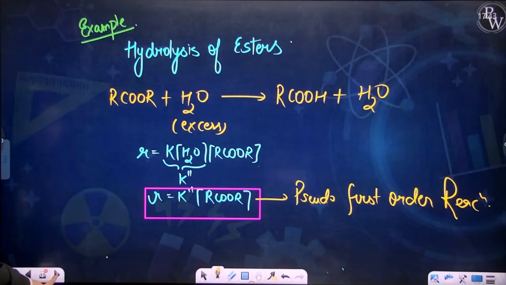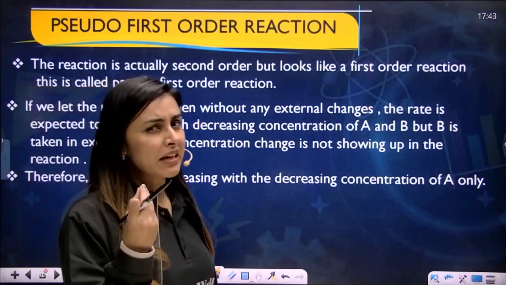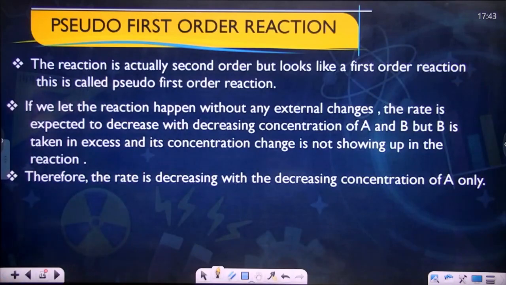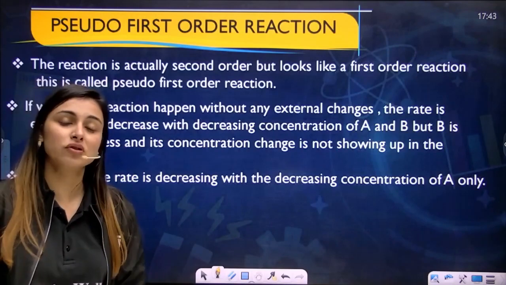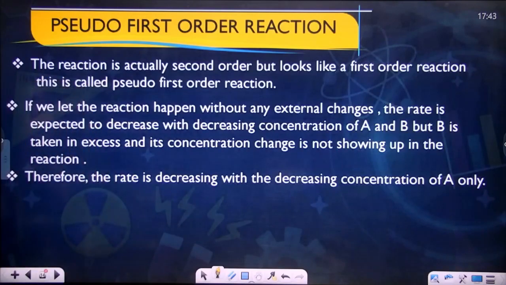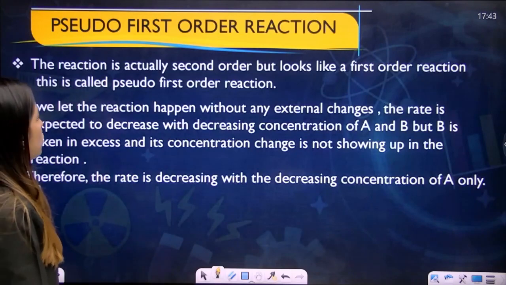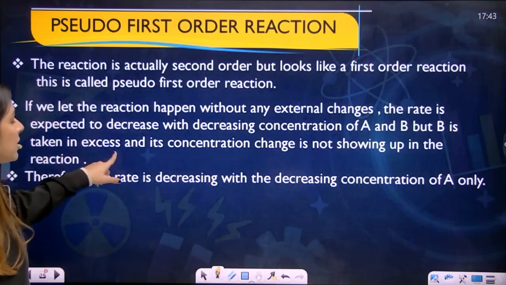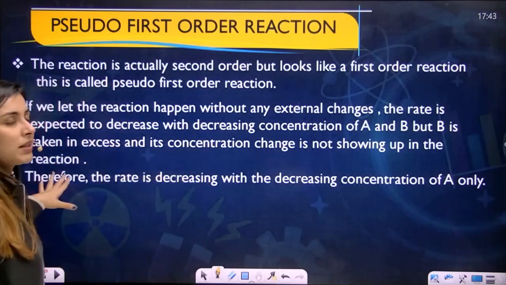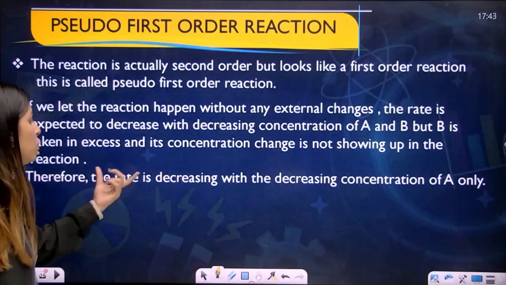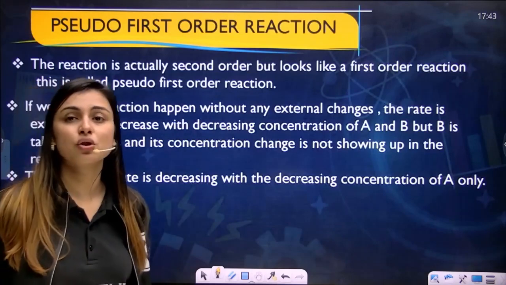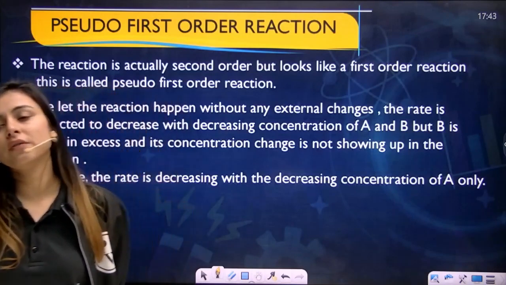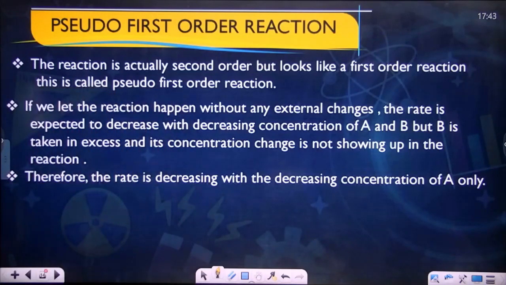I hope you've written it. Perfect. Now, my dear students, let's see some technical terms for this pseudo first order reaction. It says that the reaction is actually a second order reaction but looks like a first order reaction, and this is known as a pseudo first order reaction. If we let the reaction happen without any external changes, the rate is expected to decrease with decreasing concentration of A and B. But actually what happens, B is taken as in excess and its concentration change is not showing up in the reaction. It is nearly constant. Therefore, the rate is decreasing with the decreasing concentration of A only, and that is the reason it behaves as a first order reaction. Okay, I hope you're clear with this. Pause the video, write it, and then we'll move forward.